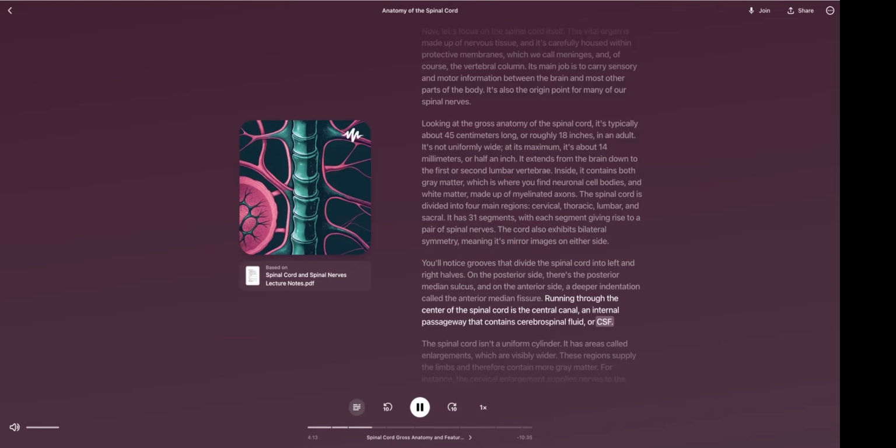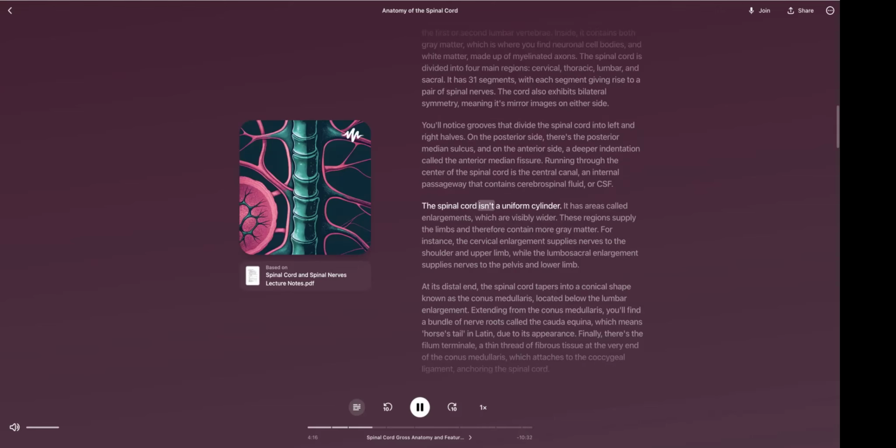fluid, or CSF. The spinal cord isn't a uniform cylinder. It has areas called enlargements, which are visibly wider. These regions supply the limbs and therefore contain more gray matter. For instance, the cervical enlargement supplies nerves to the shoulder and upper limb, while the lumbosacral enlargement supplies nerves to the pelvis and lower limb. At its distal end, the spinal cord tapers into a conical shape known as the conus medullaris, located below the lumbar enlargement.